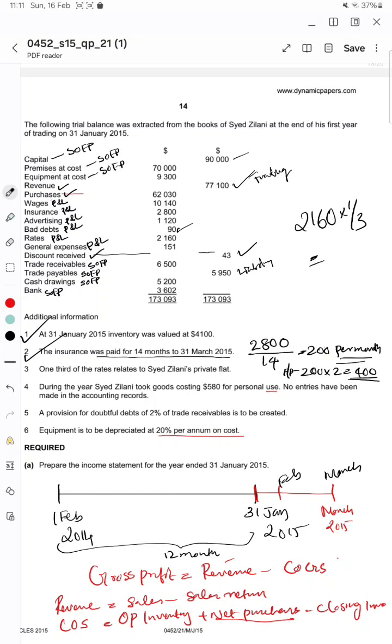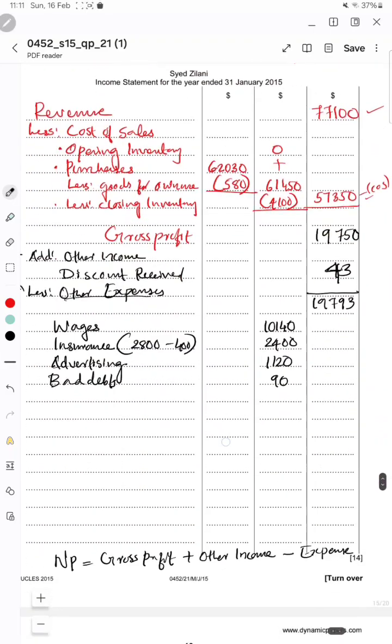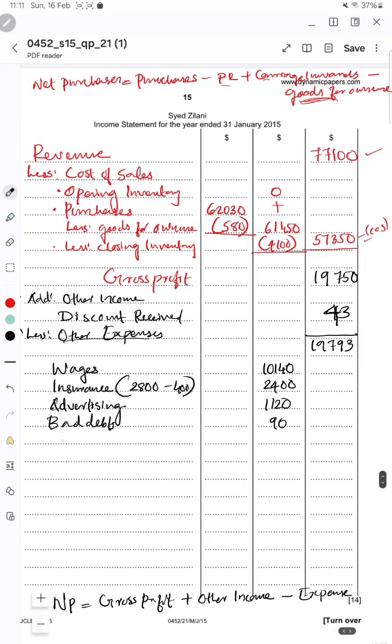So that is 720. 720 is not related to the rates, so that should be deducted from the rates. So I'm writing rates here. Rates. I'm deducting that. 2160 minus 720. Okay, so you will get 1440.